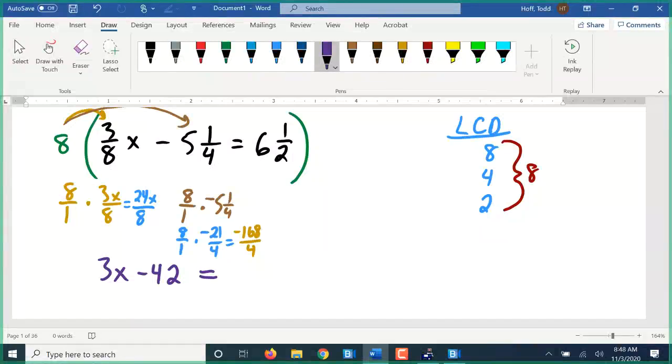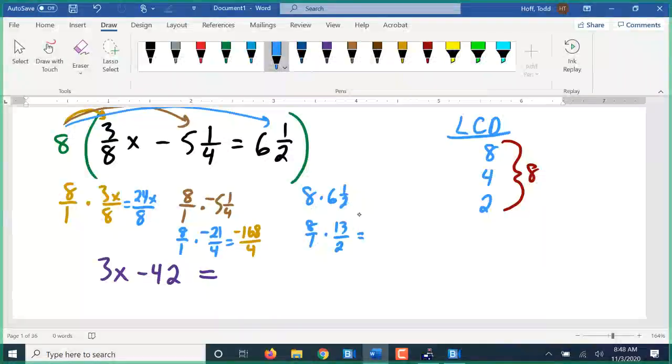And then finally, we'll have 8 times 6 1/2. So again, that'll be 8 over 1 times 6 times 2 is 12, plus 1 is 13 over 2. 8 times 13 is, what, 104? 1 times 2 is 2. 104 over 2 is 52.